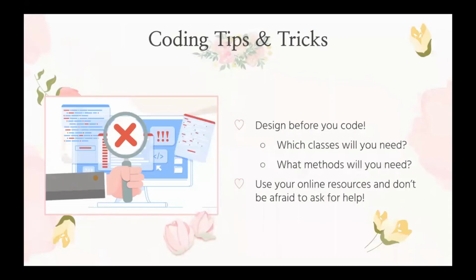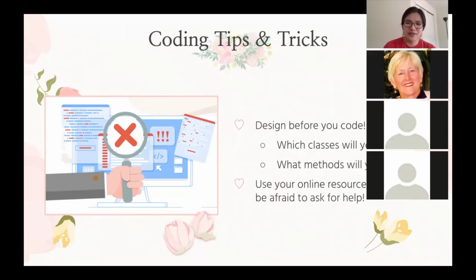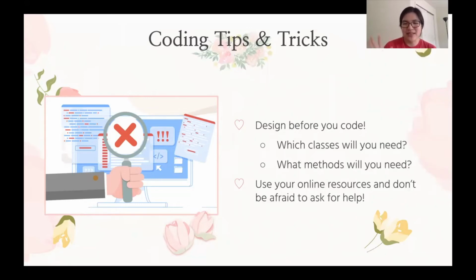And the last thing we can go over is some coding tips and tricks. The first one is I would really recommend you design before you code. When we went over classes, we talked a bit about class diagrams. I would really recommend you draw out and think about what classes you will need when you make your code and what methods you will need to implement to make your code work. Don't just jump straight into coding, because sometimes you'll code yourself into a corner where you haven't really thought about the design, but now you've written so much code that it's too late to really change the design.